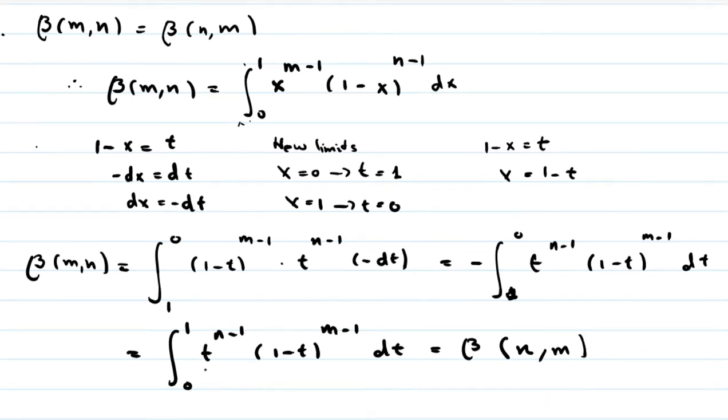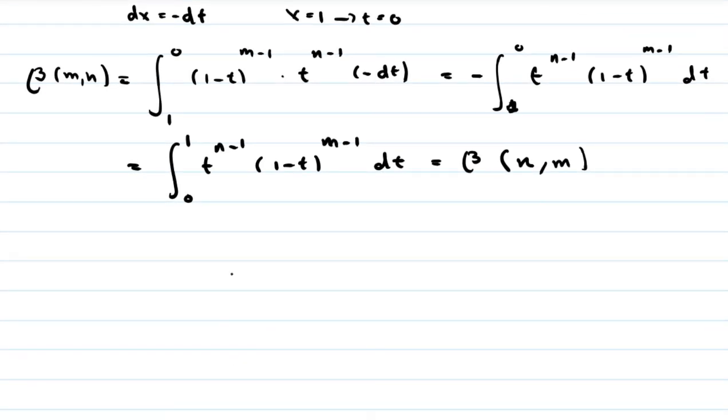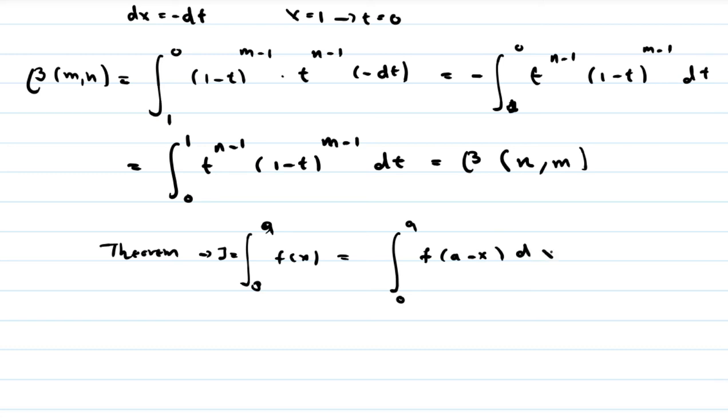The other way in which this can be solved is by applying a theorem that says, for example, we have a function with the limits 0 to a. This is a theorem which can also be used to prove this. We have, for example, the integral from 0 to a of a function f of x. This can also be written as the integral from 0 to a of f of a minus x dx.